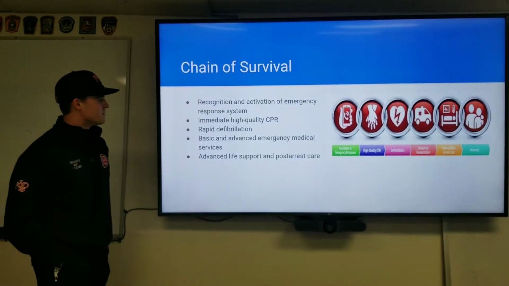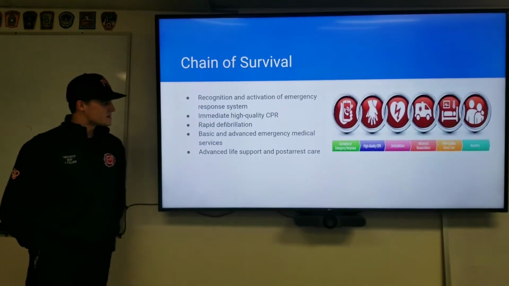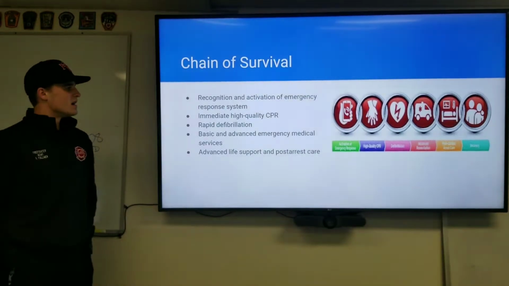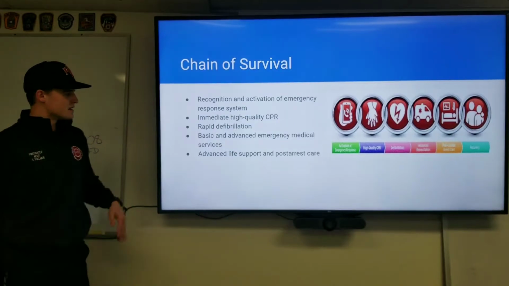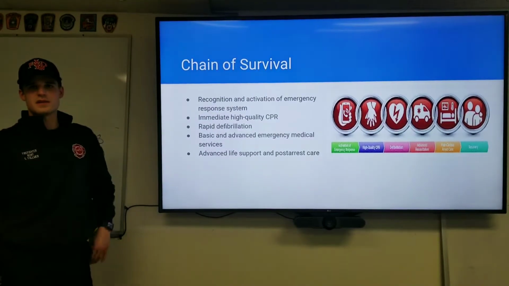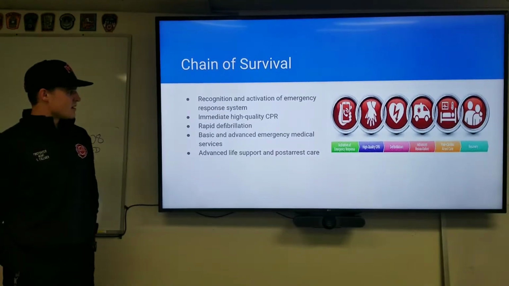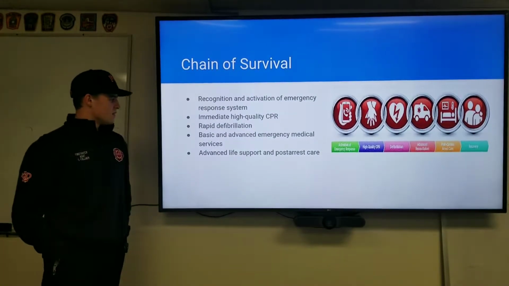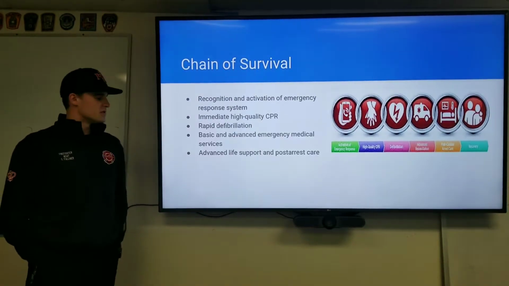All right, chain of survival. So first one would be the recognition and activation of emergency response system. This is recognizing that the victim is not breathing, does not have a pulse, and then quickly activating EMS by calling 911. And then the immediate high quality CPR, along with rapid defibrillation if there's an AED available.